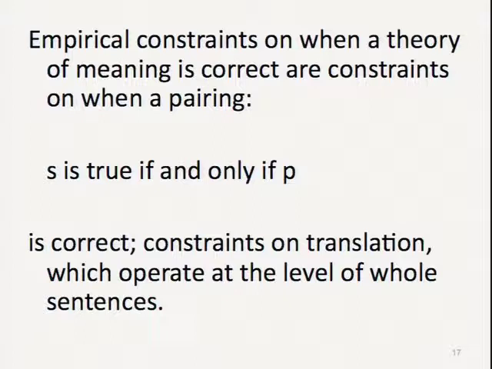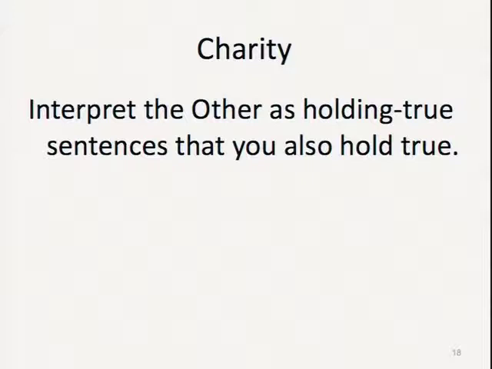The empirical constraints on when a theory of meaning is correct are the constraints on when a pairing S is true if and only if P is correct. And what it takes for this to be true is that P should be a translation of the sentence that S names. Right? That's where we began. So the empirical constraints are, have I got it right what the translation in the meta language is of this sentence S of the object language? These are constraints in translation that operate at the level of whole sentences. And the basic empirical constraint on meaning, Davidson says, is charity.